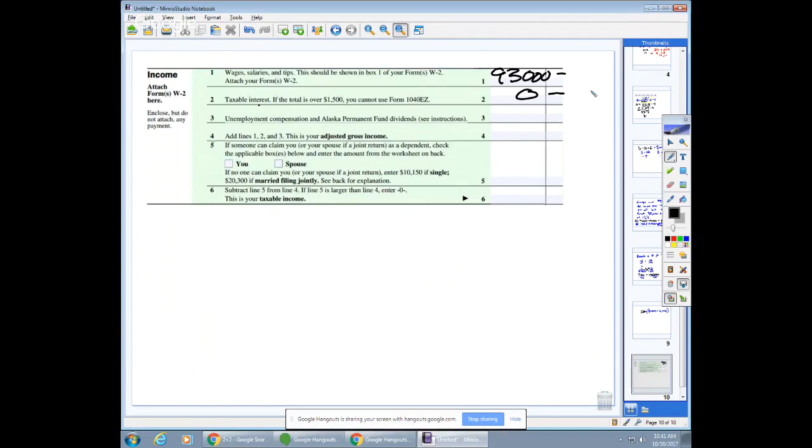Okay, unemployment compensation. They have nothing else, so that's a 0 too. What's Alaska? Alaska permanent fund dividends. I think if you're an Alaskan citizen or resident, you get money. They pay you for living in the state because the state makes money off the land in terms of oil and other stuff. All right, let's see. Add lines 1, 2, and 3 together. Not too bad, still 93,000.